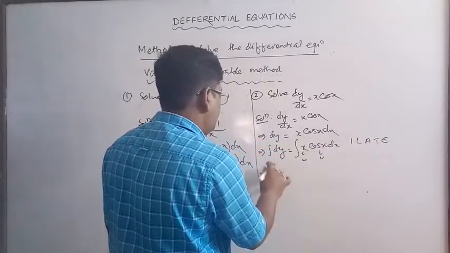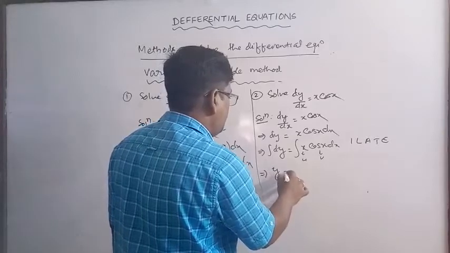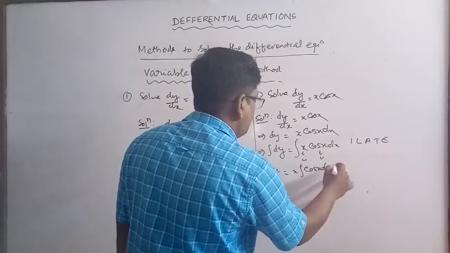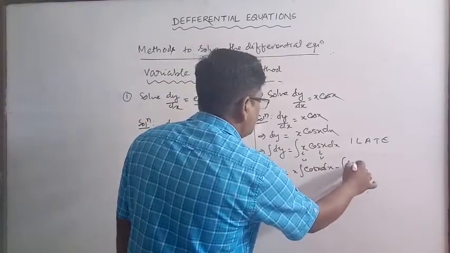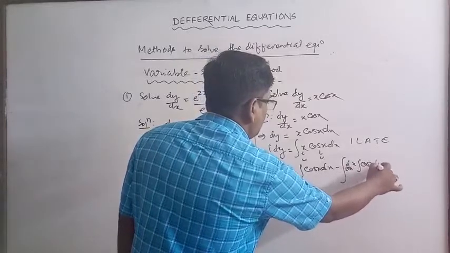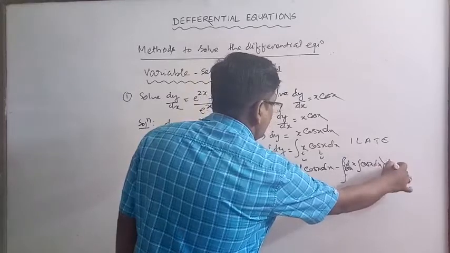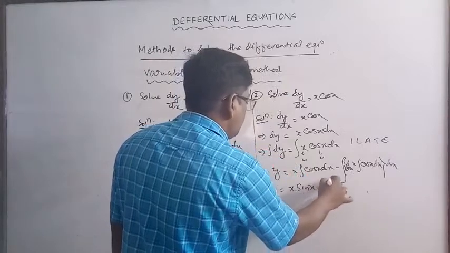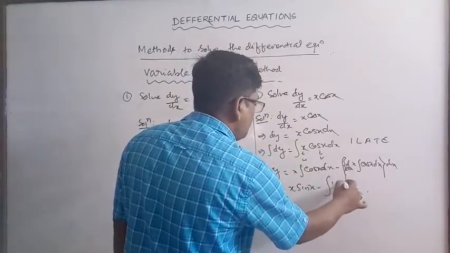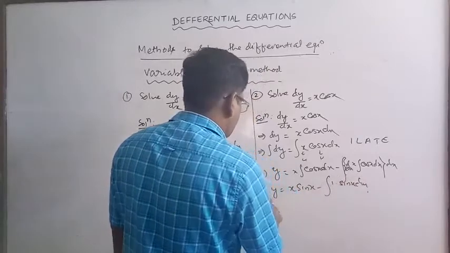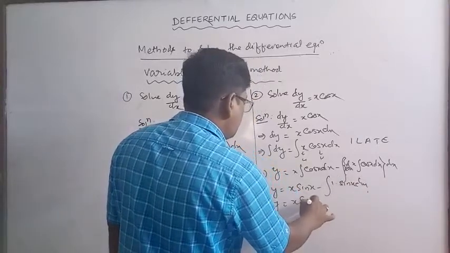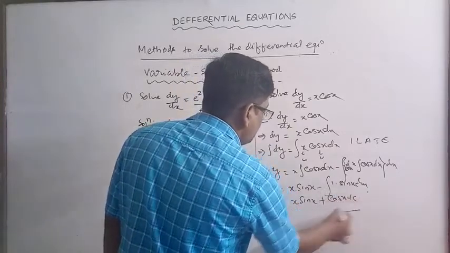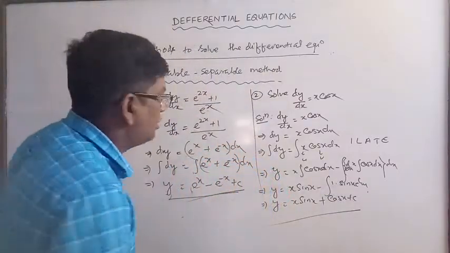Now integration dy means y is equal to x times the integration of cos x dx, minus the integration of d by dx of x times the integration of cos x dx, whole dx. So y is equal to x into sin x minus the integration of 1 into sin x dx. So y is equal to x sin x plus the integration of sin x, that is cos x, plus c. This is the solution of this differential equation. Now another question.